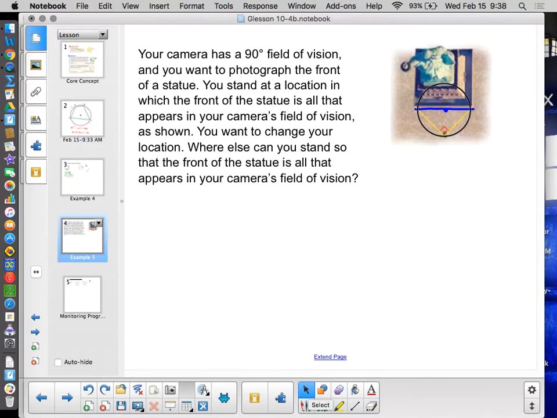And what I can see is that any point from here to here to here, I'm still going to get the same endpoints. Even if I move my angle here, this is still going to be a right angle because any angle inscribed in a semicircle is a right angle. So I can move anywhere on this arc and still get that 90-degree field of vision for my statue. Okay? So kind of a thought problem there, a little bit different.